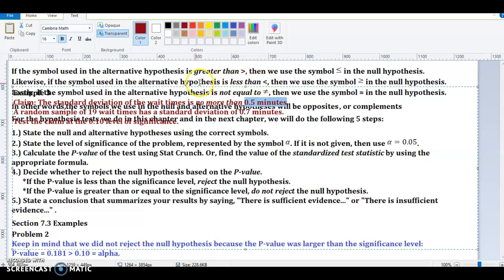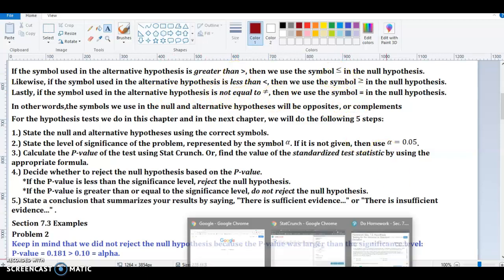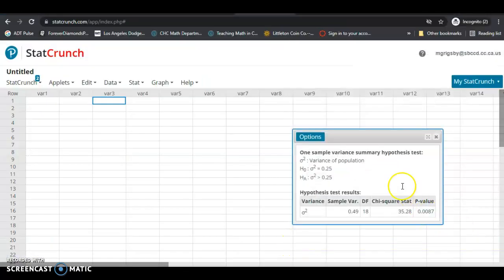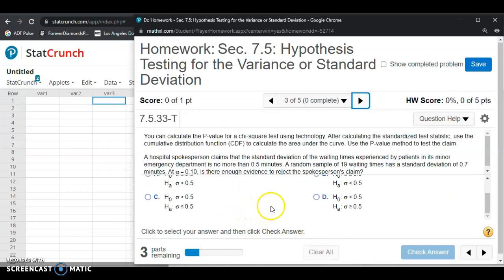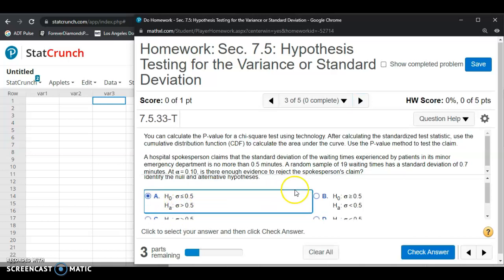So the opposite of less than or equal to is greater than. Okay, so that's what we're going to put in the alternative. Okay, so greater than. Okay, so when we set it up, we should have a less than or equal to 0.5 in the null, and then a greater than in the alternative.